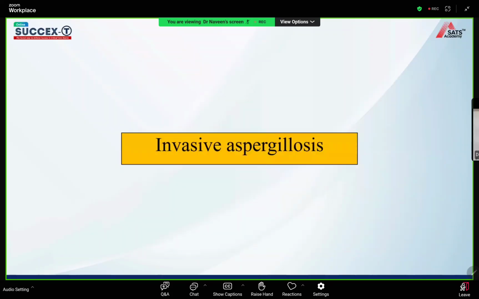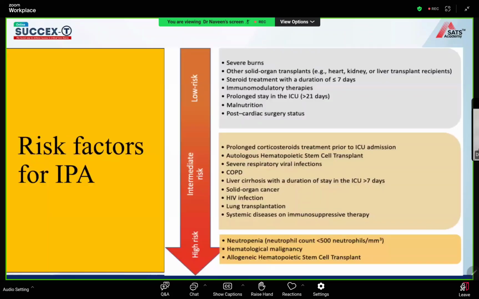The second thing I am going to discuss is invasive aspergillosis. Risk factors for invasive aspergillosis: most of the invasive aspergillosis you see is in patients with neutropenia, hematological malignancy, and organ transplant, especially bone marrow transplant and stem cell transplant patients. What we generally see in ICU patients are COPD patients, other cancers, lung transplant patients, severe respiratory viral infection patients, and prolonged ICU stay patients with liver cirrhosis.